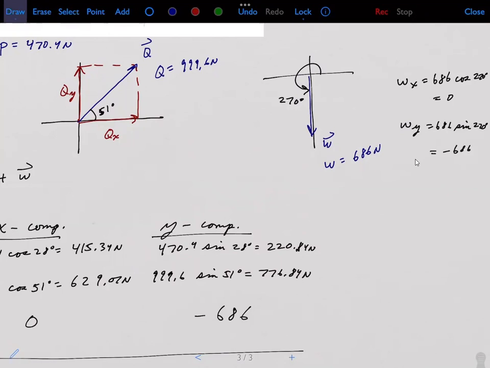Okay, so you could actually use the 270, but if it's right along one of the axes, it's easier just to look at it and figure out what the components are. There's none of W in the X direction, so that's got to be 0, and the entire amount is in negative Y, so it's negative 686, which is much faster to do that way.